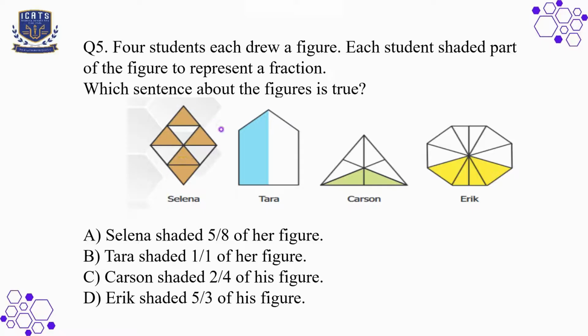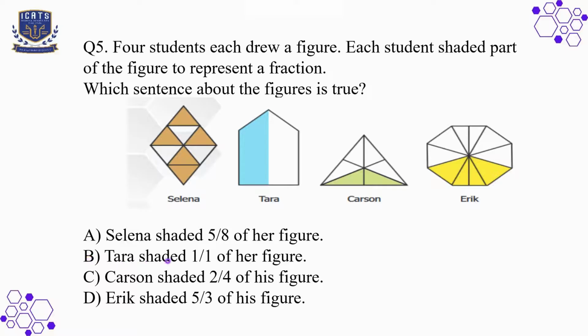So look at Selena's shape. There are 1, 2, 3, 4, 5, 6, 7 and 8 parts of Selena's shape. And 1, 2, 3, 4 and 5 parts are shaded. It means Selena's fraction is 5 by 8. So option A is correct, but we can see the other options as well.